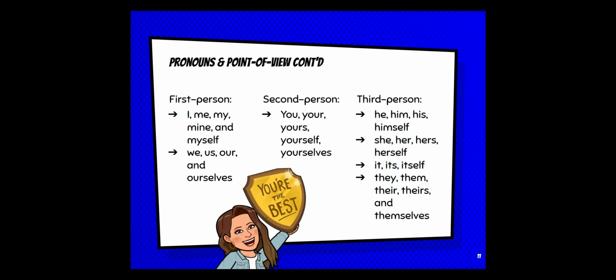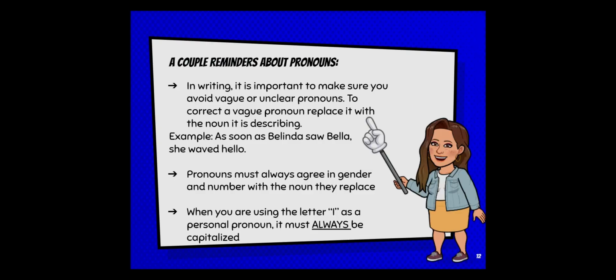Third person is when the narrator is outside the story. Usually, they would use one of these pronouns. He, him, his, himself, she, her, hers, herself, it, its, itself, they, them, their, theirs, and finally, themselves.